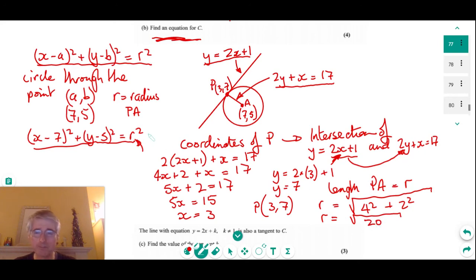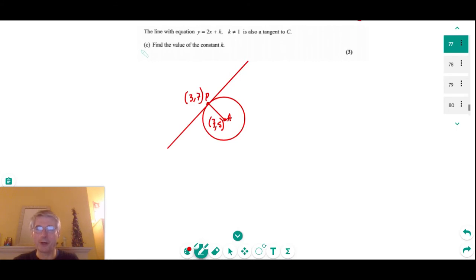But in our equation, we actually want r squared. So we can see r squared is root 20 squared, which is just 20. So I'm going to put this in here now, and what I'll get is the equation of my circle. C is x minus 7 all squared plus y minus 5 all squared is equal to 20. So that's part B done. And now we're on part C.